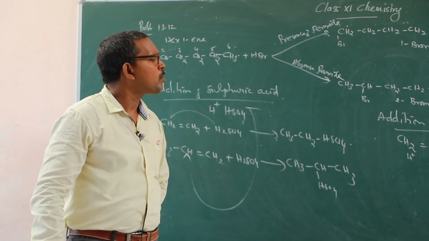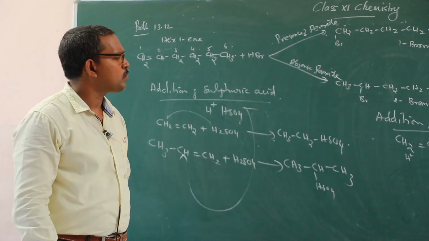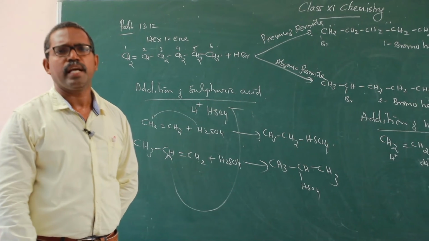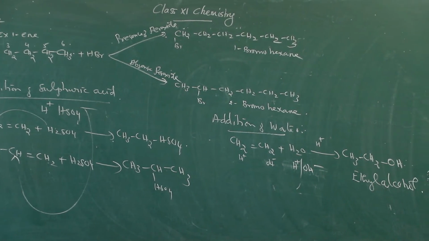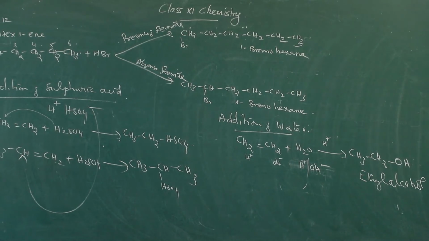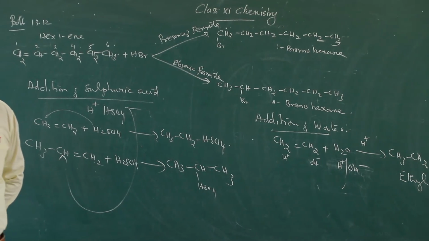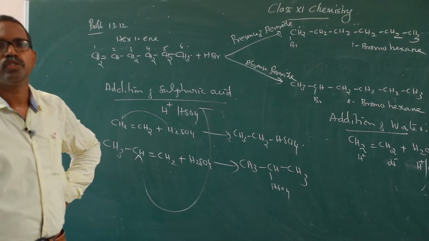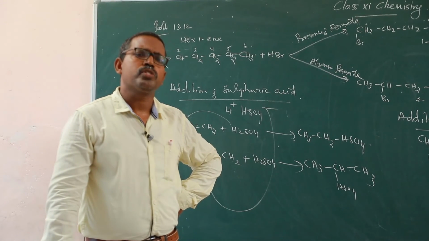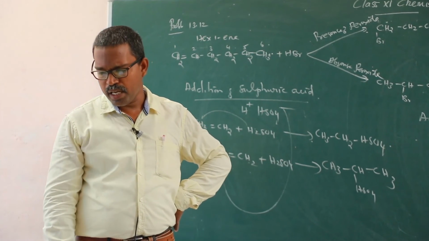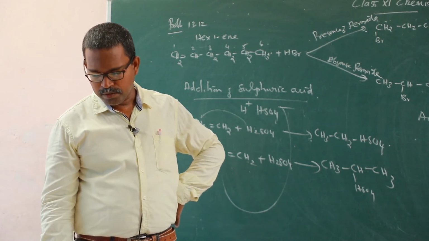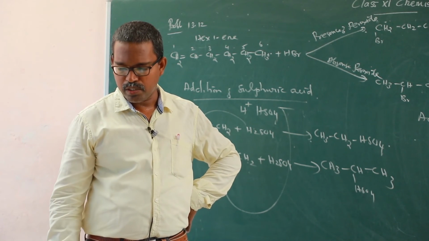You may practice with propene. Propene reacts with water in the presence of a little acid. It gives isopropyl alcohol as the product. This reaction takes place in accordance with the Markovnikov rule. Suppose the anti-Markovnikov rule, then n-propyl alcohol may occur. Then some more reactions are also possible.